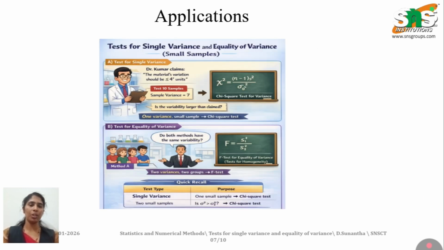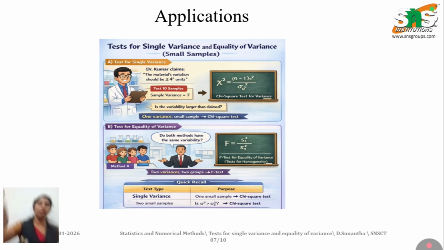Next are the applications: test for single variance and equality of variances. Here the formula is F equal to S1 square divided by S2 square. The purpose may be single variance or difference. If the purpose is single variance, then we go for chi-square equal to n minus 1 into S square divided by sigma square. If it is equality of variances, we go for S1 square by S2 square.